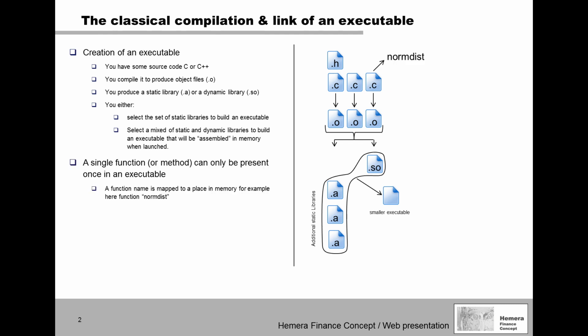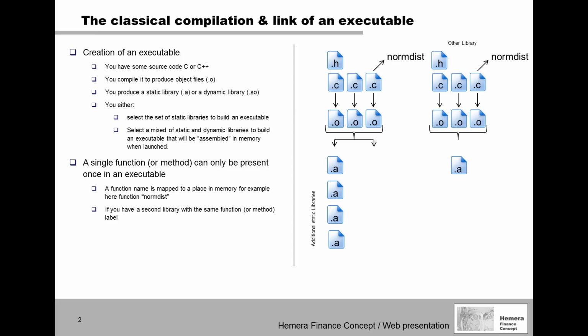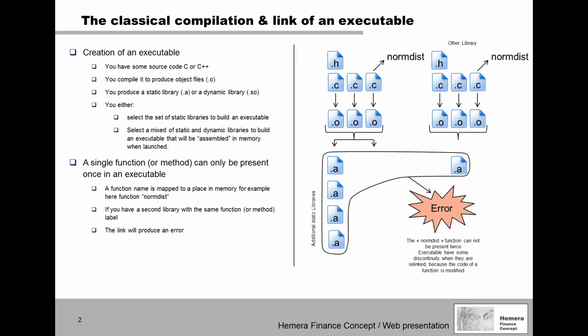Please note that a single function can only be present once in an executable. Here, we will take the example of a function called normDist for normal distribution computation. If you have a second library with a second function also called normDist, and you try to link together the previous libraries with the new one to make an executable, it will result in an error because the normDist function can only be present once in the libraries linked together.